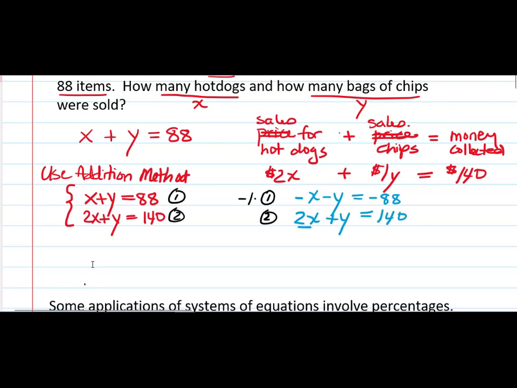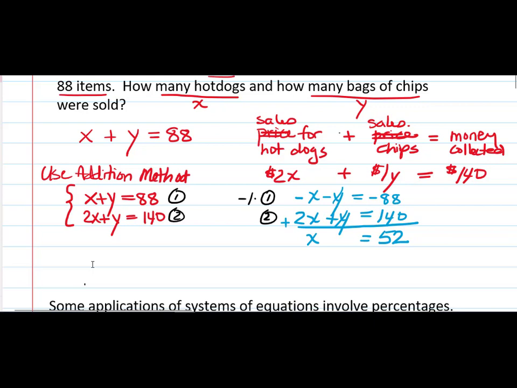Okay, and then we're going to add the two equations together. It's important when you do this that the x's and y's are lined up and the constant terms are lined up, which is what we have. So add the two equations together. 2x minus x is going to be just x. The y's are going to add up to 0, so I don't really need to write that. And then let's see, what's 140 minus 88? 140 minus 90 would have been 50. We have 2 more than that, so x equals 52.